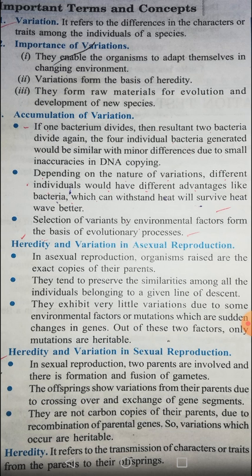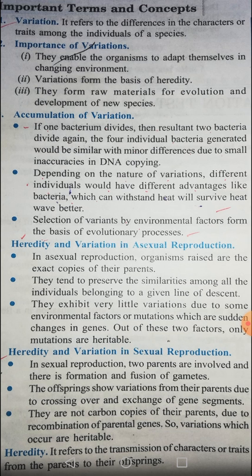And you know very well what variation is. As we know, while asexual reproduction is there, there are rare chances of variation. In asexual reproduction, organisms raised are the exact copies of their parents, because during asexual reproduction the DNA copying occurs in very minute amounts. So these tend to preserve the similarities among all the individuals belonging to the given line of descent.